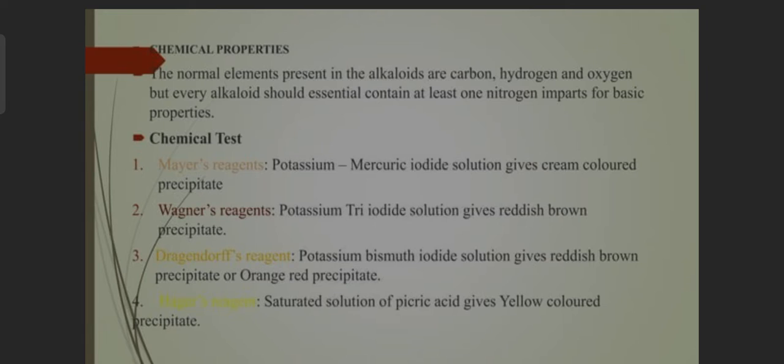Now, chemical properties. The normal elements present in alkaloids are carbon, hydrogen, and oxygen, but every alkaloid should essentially contain at least one nitrogen, which imparts the basic properties.